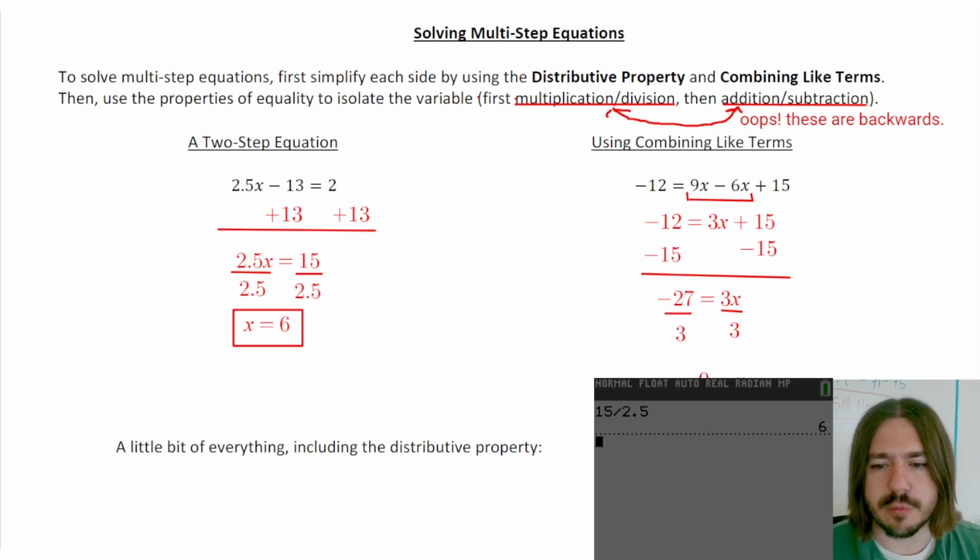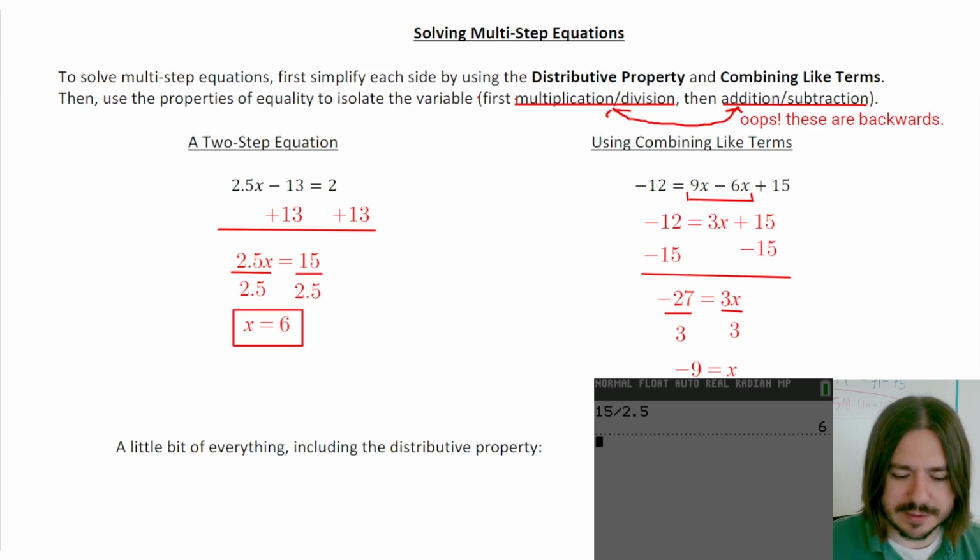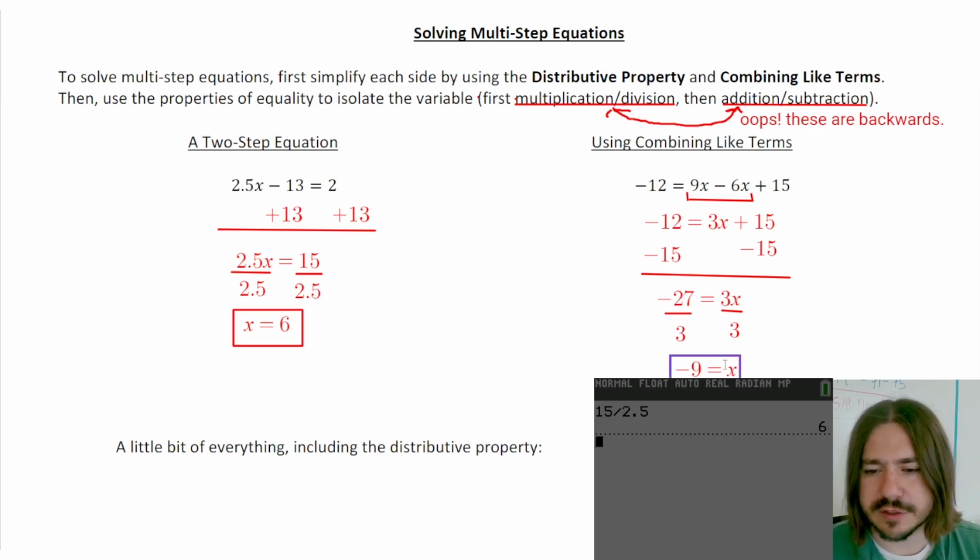Now, just like with all the other problems so far, I'm going to rewrite this so that I have x on the left-hand side. This is really just an aesthetic preference on my part again, but I'm going to go ahead and do that. So x equals negative 9. I just think it looks and reads better.